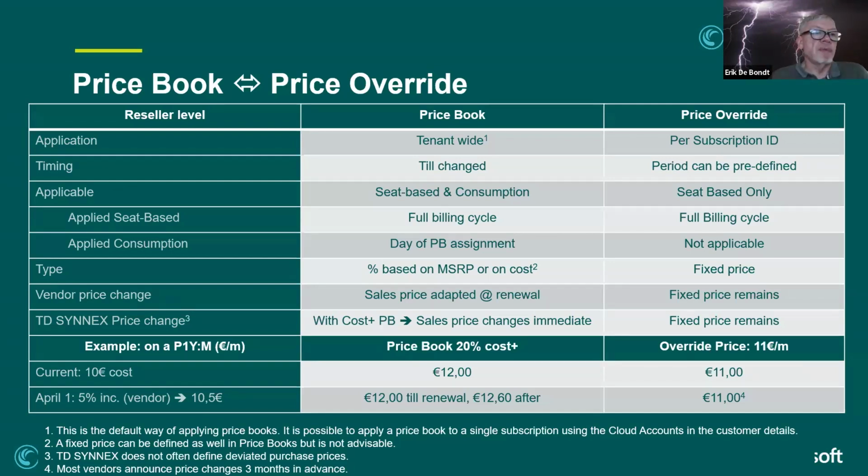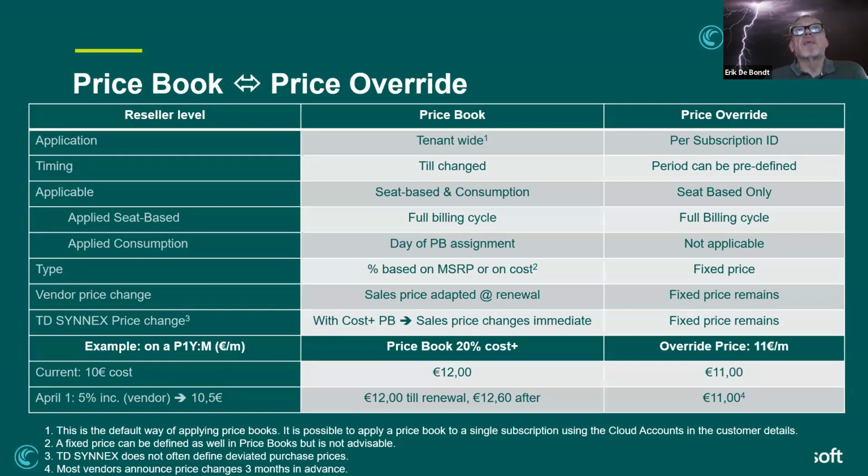So if you have 50 subscriptions for a customer and you want a price override, you need to create 50 price overrides, but you can then deviate one price higher or lower, or another margin defined on the subscription. Where the price book is always the full tenant. Timing: price book lasts till you change it or you override it with a price override. A price override can be predefined for the length of the term you want to use it.